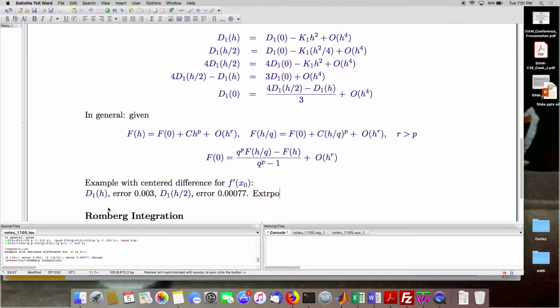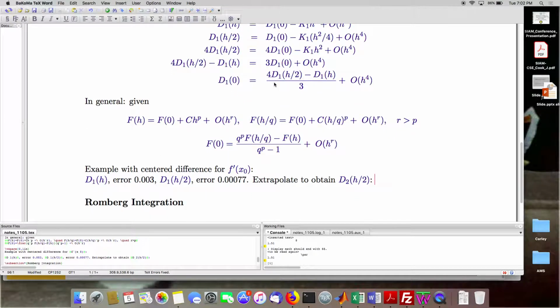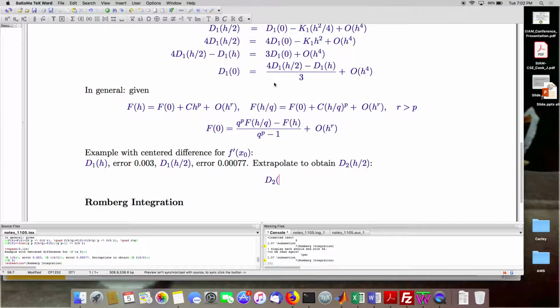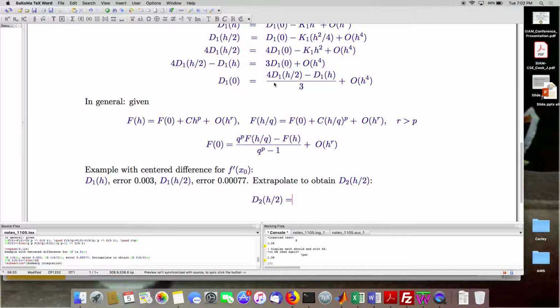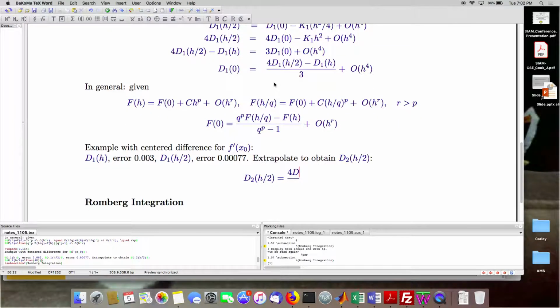We extrapolate to obtain a new approximation, which I'll call d2 of h over 2. So it proceeds using this formula here. So d2 of h over 2 is equal to 4 d1 of h over 2. The more accurate approximation goes first, minus the less accurate approximation.